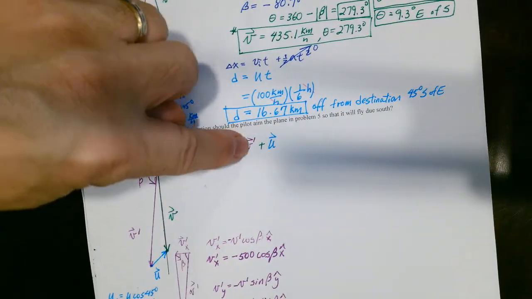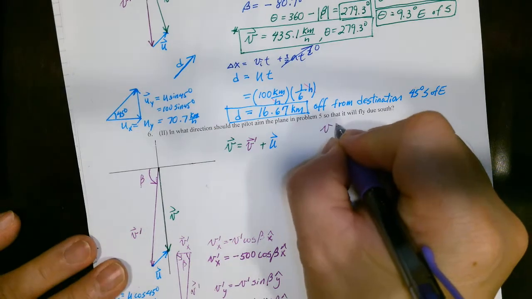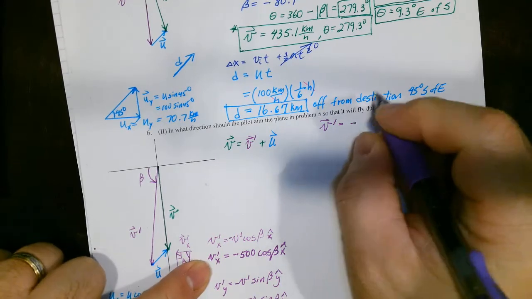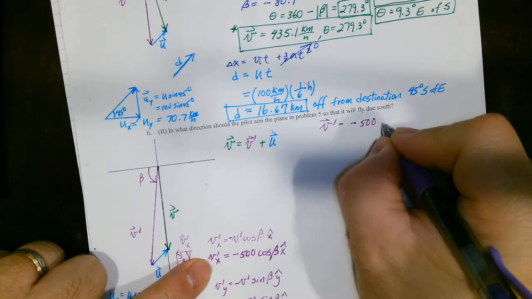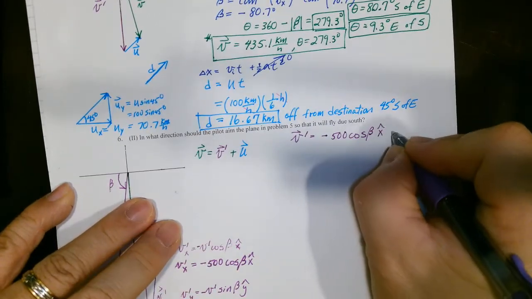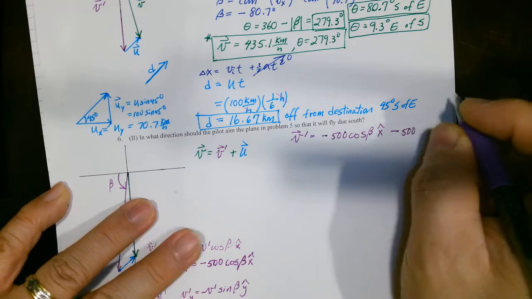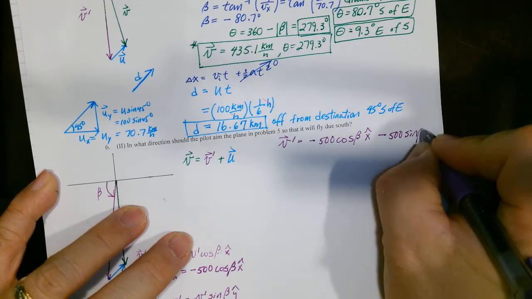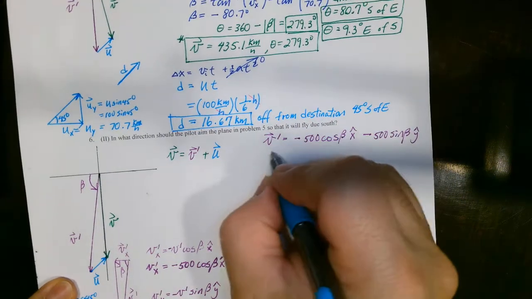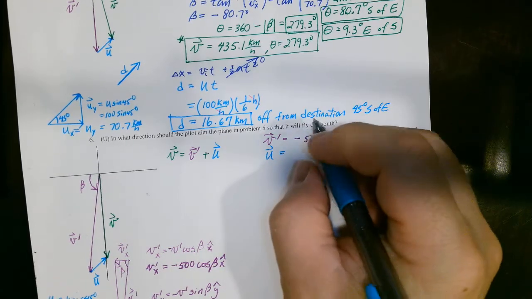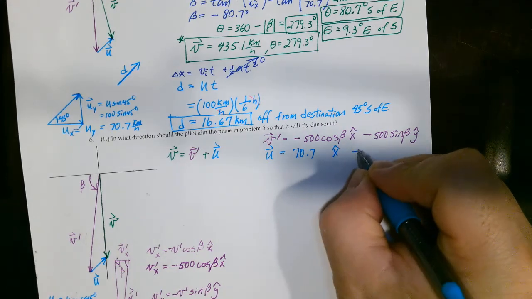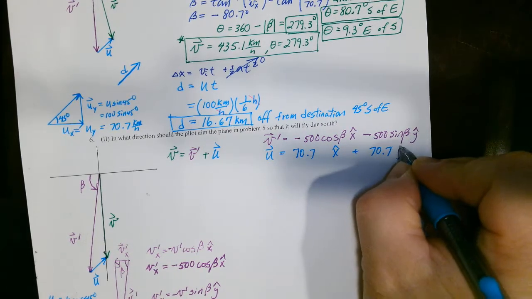we can write these down in Cartesian forms. My v prime is equal to negative 500 cosine beta x hat minus 500 sine beta y hat. Now for u, we have 70.7 x hat plus 70.7 y hat.